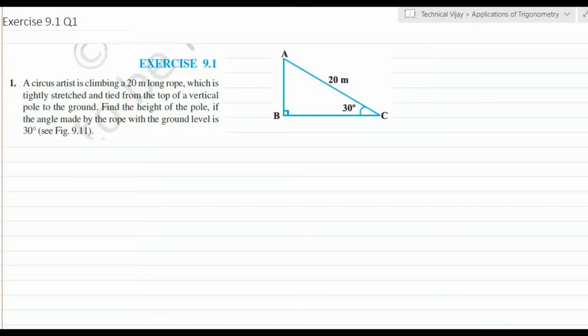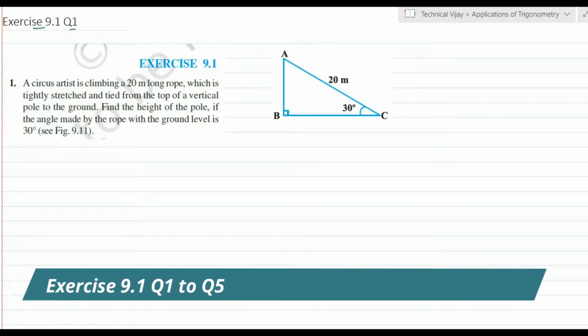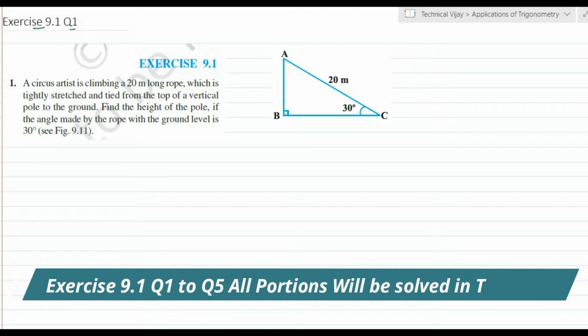Welcome students. Today we will see exercise 9.1, question number 1. A circus artist is climbing a 20-meter rope which is tightly stretched and tied from the top of a vertical pole to the ground. Assume AB is a vertical pole. Find the height of the pole.